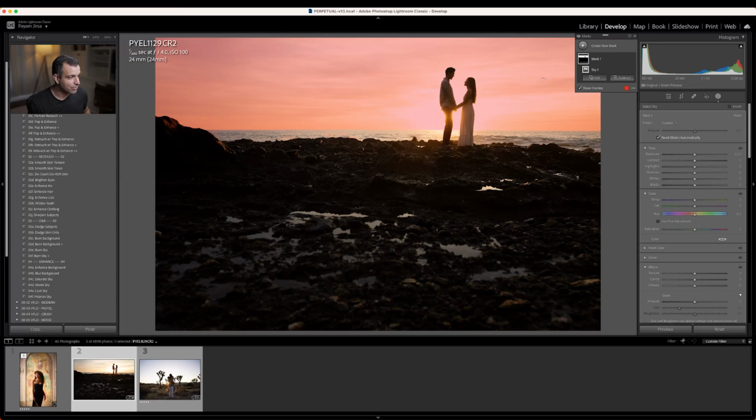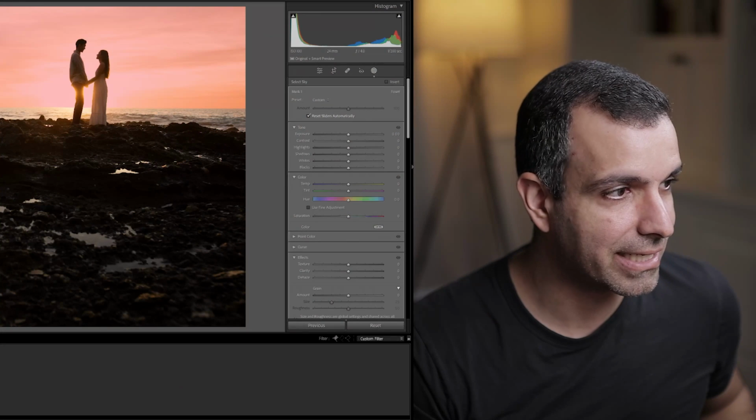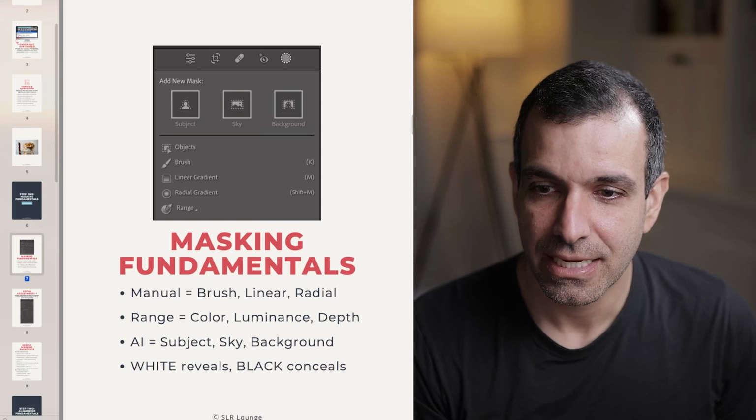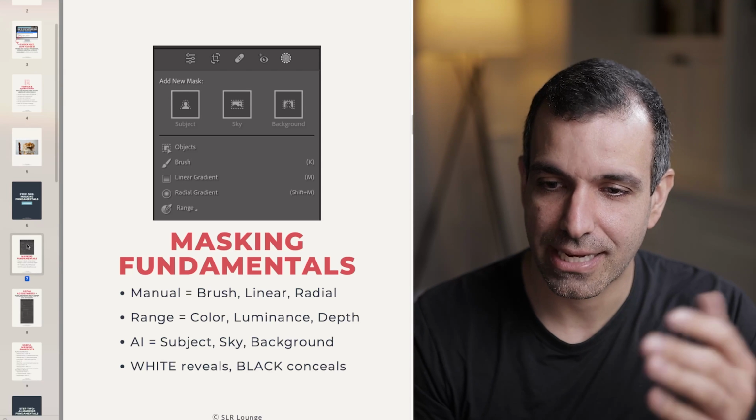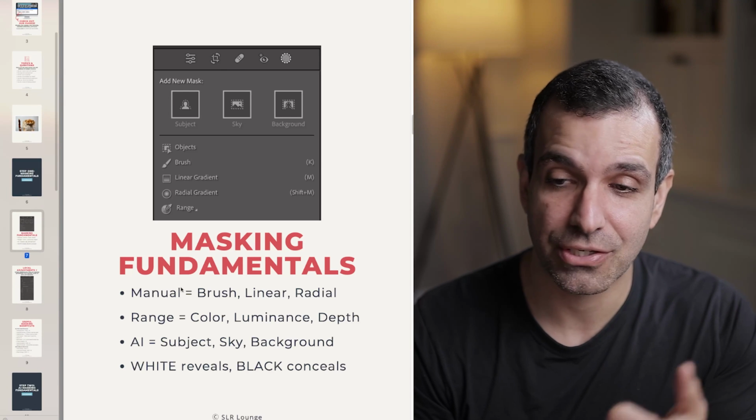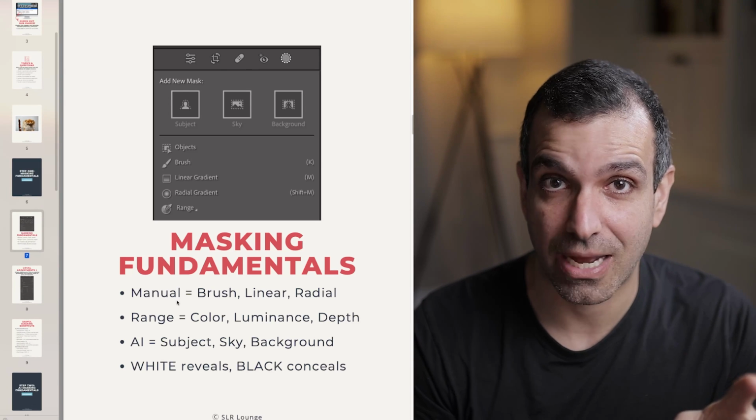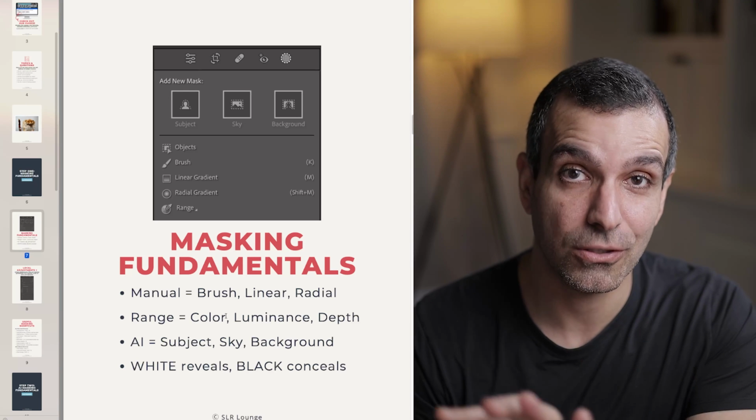So let's go back to our side-by-side view for a second and go back to those slides. This is what these first few slides are going to remind you of. You have the manual options: brush, linear, radial. You have the range options, which are going to be based on color, luminance, and depth.